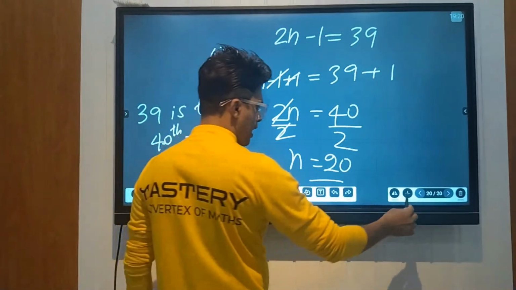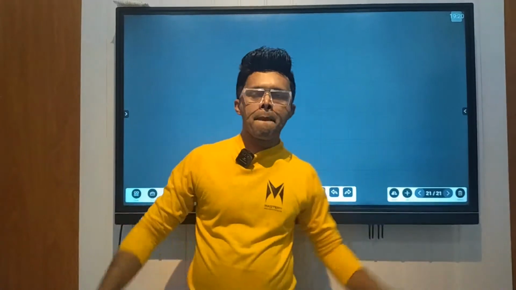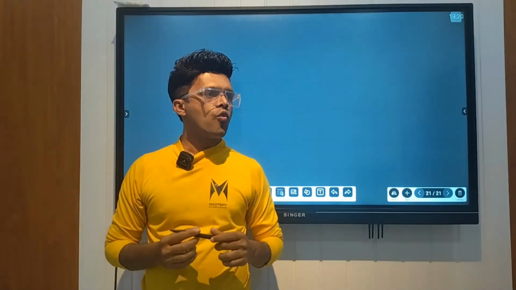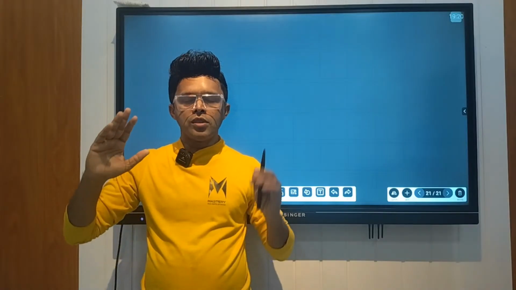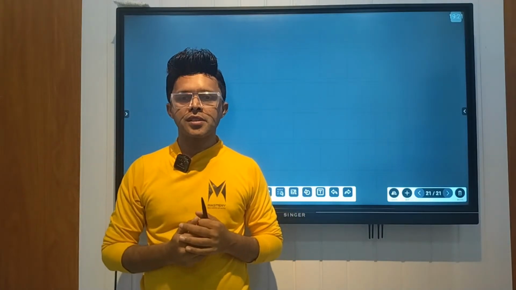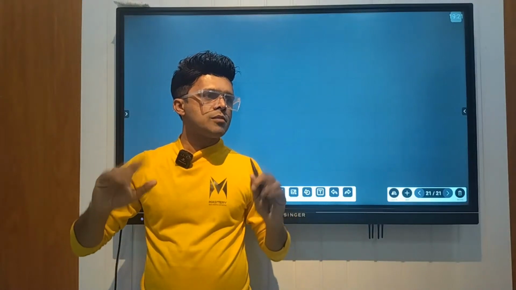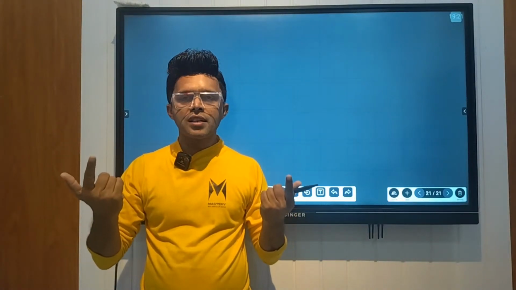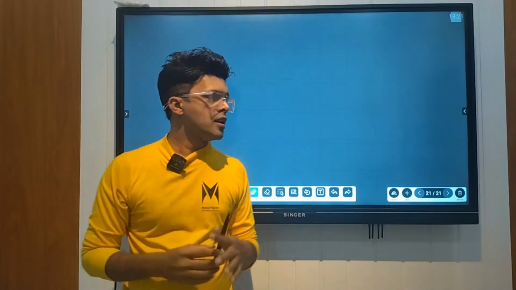So right now you know how to get the general term of multiples of 2, multiples of 3, multiples of 4, and so on. And you were also taught how to get the general term of odd numbers. Just recall, what's the general term of odd numbers? Yes, 2n minus 1. What's the general term of multiples of 3? 3n. Yes, you are okay.